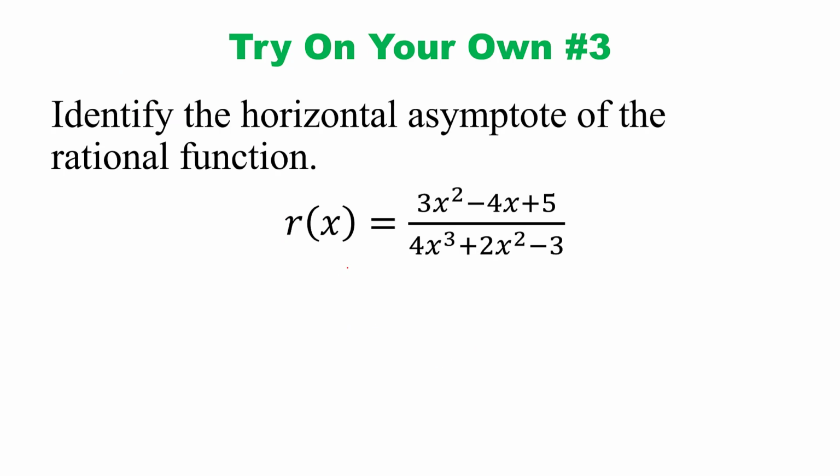On your own, number 3, try to find the horizontal asymptote of the rational function r of x equals 3x squared minus 4x plus 5 over 4x cubed plus 2x squared minus 3.